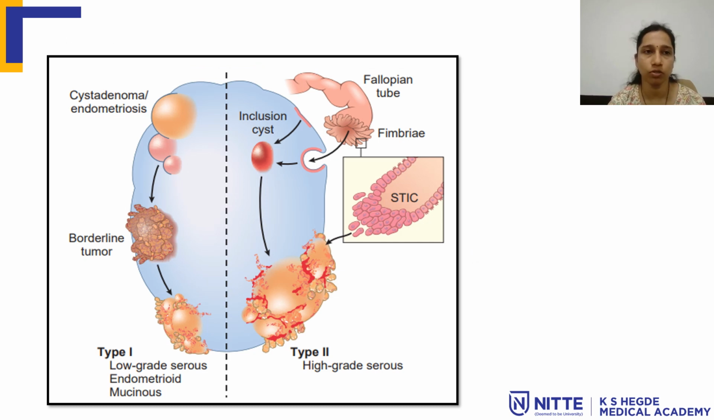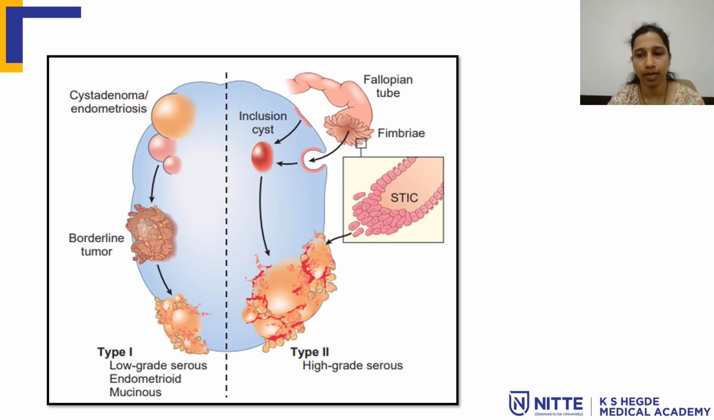So based on the pathogenesis, there are two types of ovarian epithelial tumors: type 1 tumors and type 2 tumors. Type 1 tumors are known to progress from benign, that is cystadenoma, to borderline, and then to the malignant tumors. So the tumors which come under type 1 category are low-grade serous carcinoma, endometrial tumors, and mucinous tumors. So these type 1 tumors are known to be low-grade tumors. They have got good prognosis.